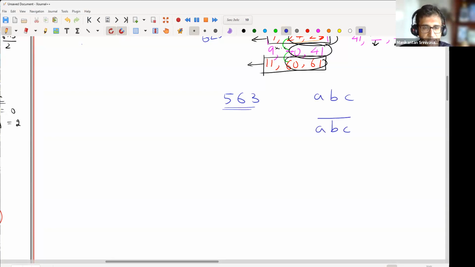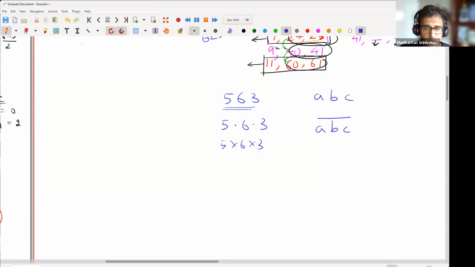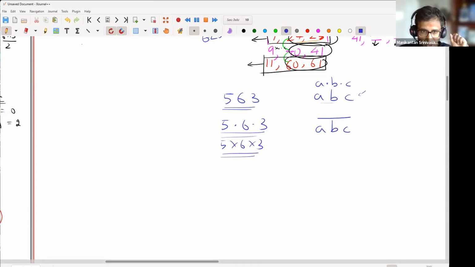563 is understood to be 563. No one is going to interpret it as 5 times 6 times 3. On the other hand, if I do mean 5 times 6 times 3, I should put it like this or like this. Back in the days, in 3rd grade, we used to put it like this. As we evolved, we started putting dots. But when I put variables, I can put dots, but even that is redundant. I just put ABC. But if I have to denote a 3-digit number with single digits A, B, and C, I put a bar on top of it.